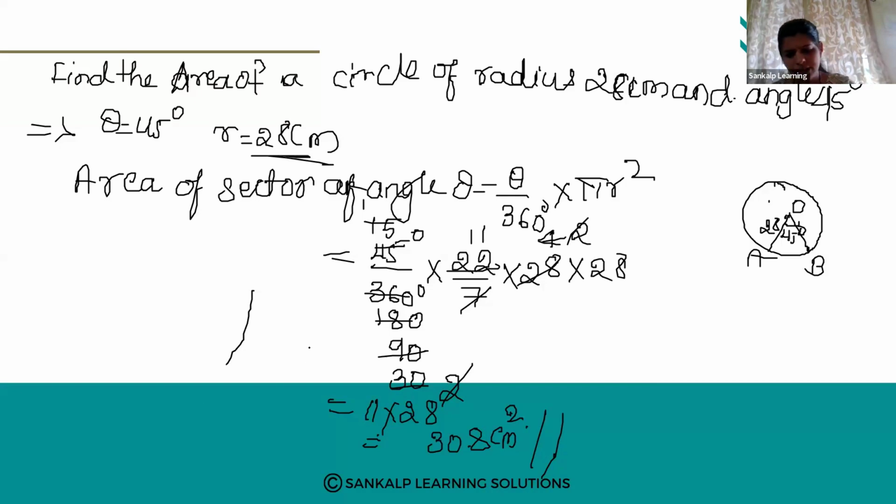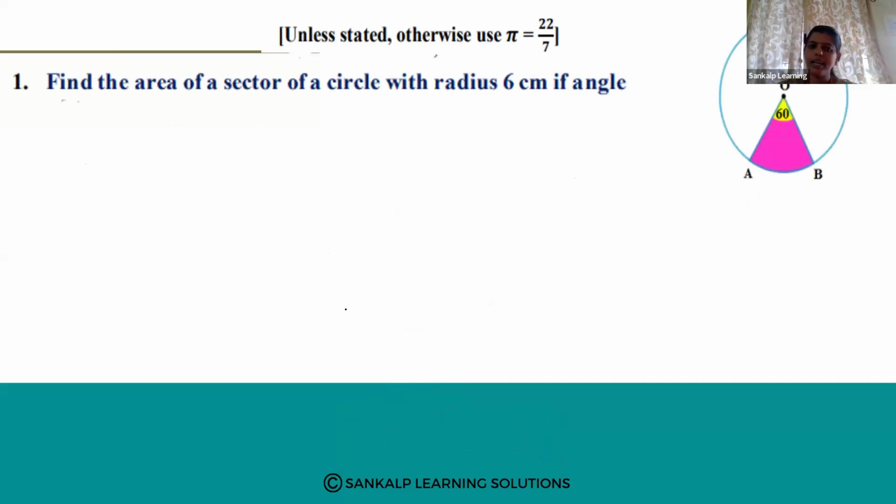Right? So next question. Find the area of a sector of a circle with radius 6 centimeter if the angle is 60 degrees. So here the angle is 60 degrees. That means in the figure we can see that the angle is 60 degrees and the radius is 6 centimeter. So radius r is equal to 6 centimeter and angle theta is 60 degrees. If we know r and theta, we can find the area of a sector easily.